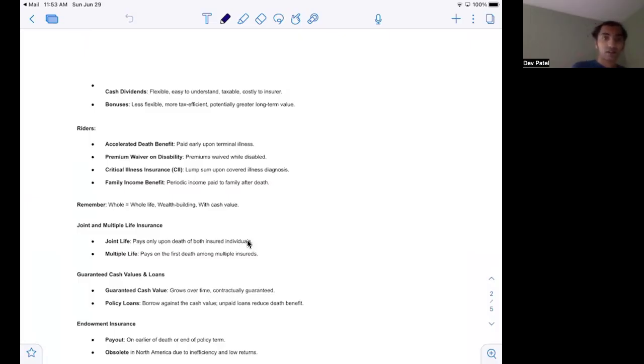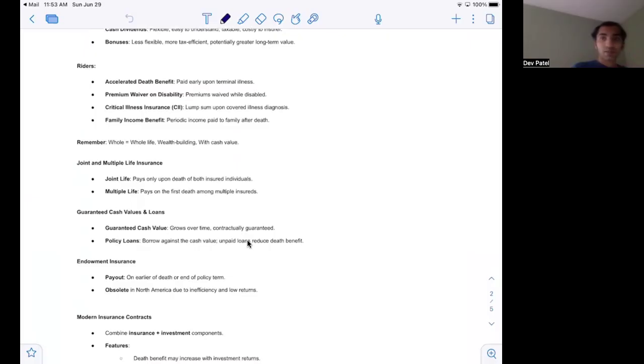We also have riders, which are specific features or benefits that are added in addition to the whole life insurance policy. Accelerated death benefit, where you get paid earlier upon a terminal illness. Terminal meaning that it is your last stage, it's unrecoverable. Premium waiver on disability, where premiums are waived while the insured is disabled. Critical illness, where a lump sum is paid upon an illness diagnosis. Family income benefit is when income is paid to the family after the death of the insured. Joint and multiple life, so these are different versions of the life insurance.